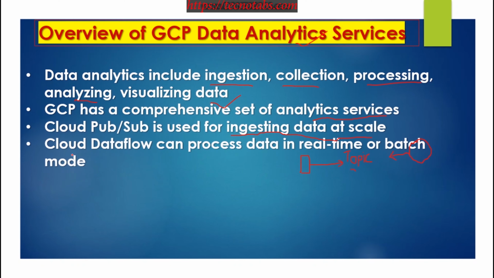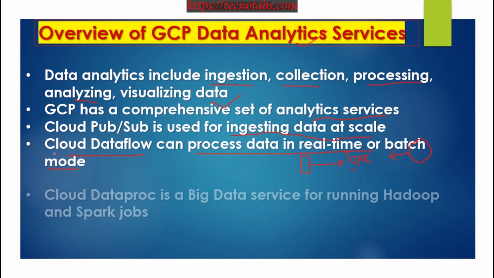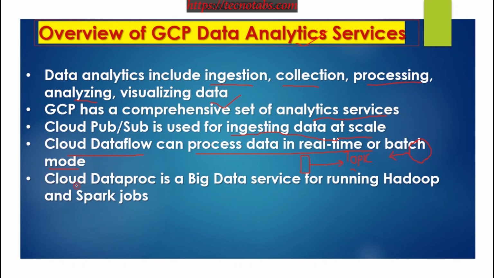The next is Cloud Dataflow, that can be used for processing data in real time or batch mode. Sometimes you have a requirement for processing data in real time. For example, Netflix performs analytics in real time on what you are watching, and based on that, it gives you a recommendation for the next show that you can watch, right? So for those cases, you can use Dataflow. The next is Cloud Dataproc. That is a big data service for running Hadoop and Spark jobs.